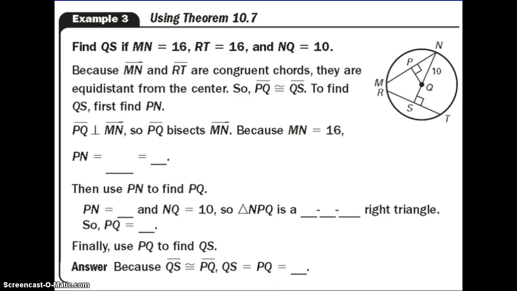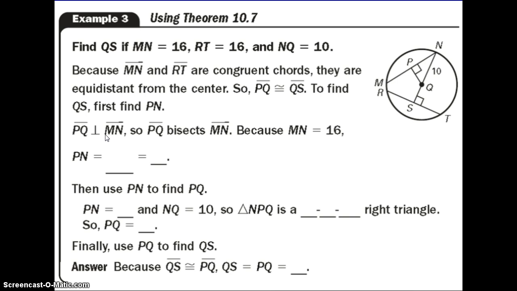Alright, so in this case we're going to use theorem 10.7 that says if the chords are equidistant from the center, then the chords must be of equal length. So it says if MN is 16, so I know the chord length is 16 and RT is 16, because the chords are the same length, I know that they are equidistant from the center.